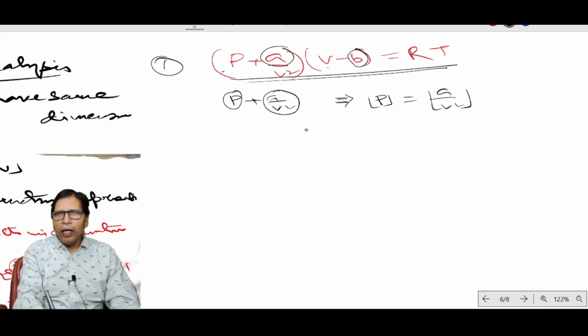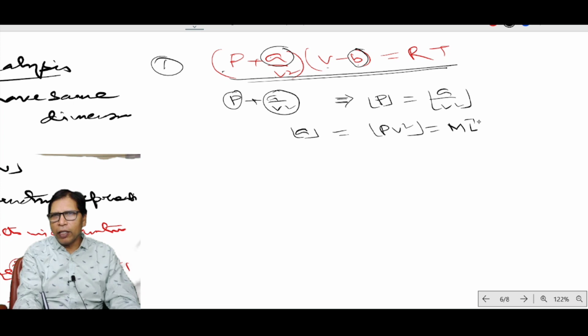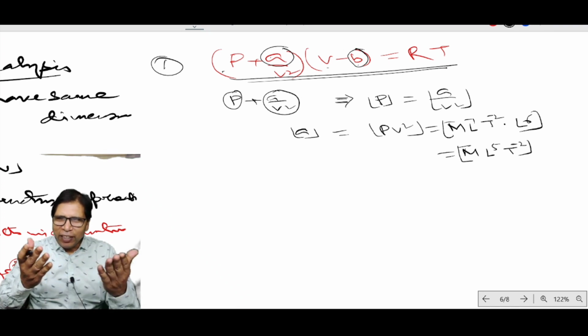Now the dimension of A equal to the dimension of PV square. The dimension of P is M L minus 1 T minus 2. V is L to the power 6 for V square. So this is M L to the power 5 T minus 2, which is the dimension of A.